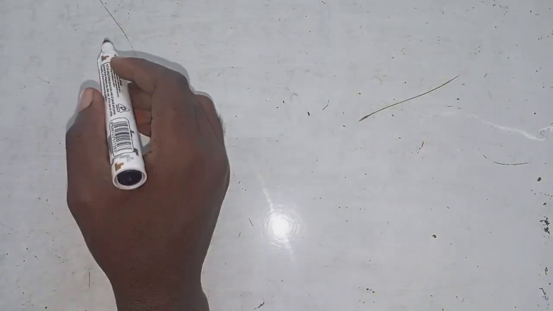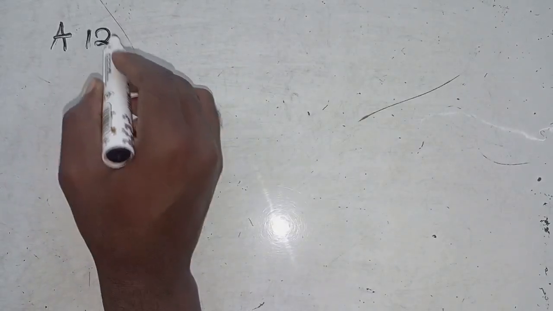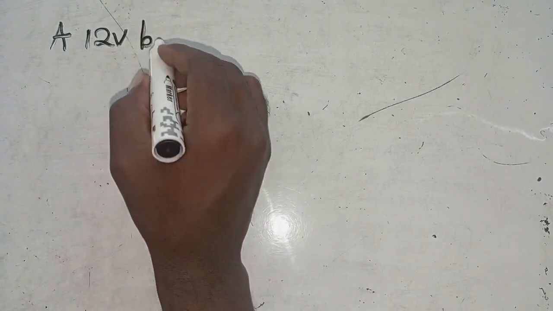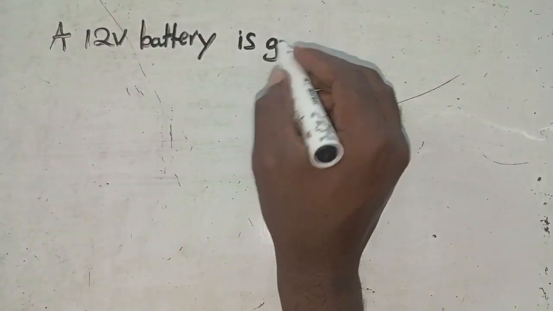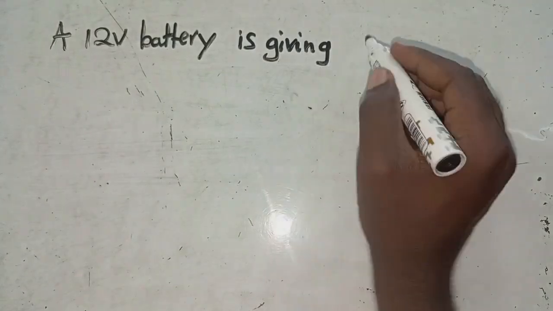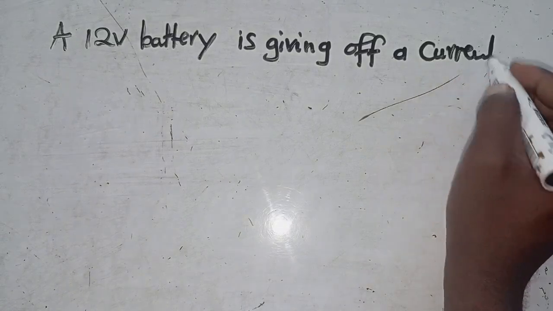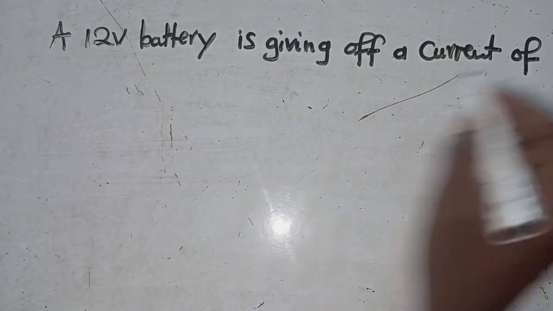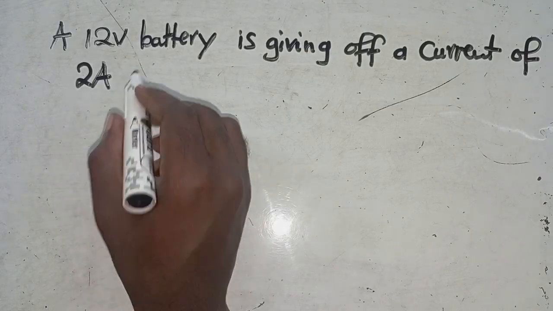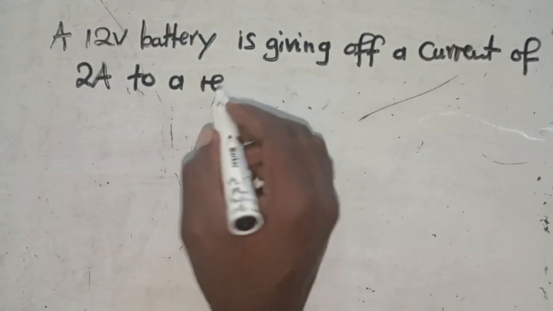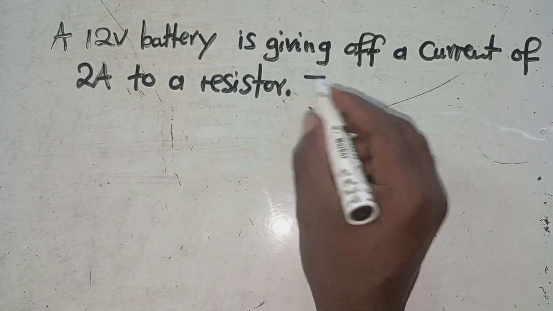So let's say you are given a question: a 12 volts battery is giving off a current of 2 amps to a resistor like this. Then the question is saying, find the power.